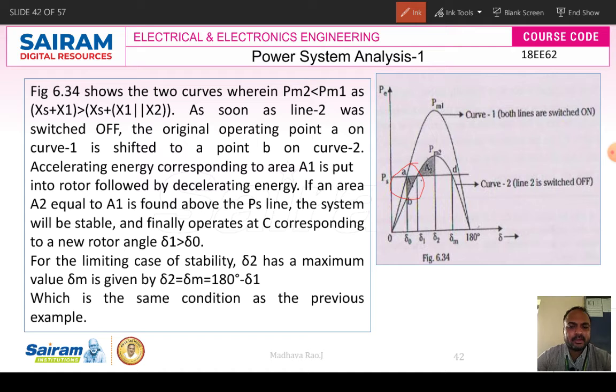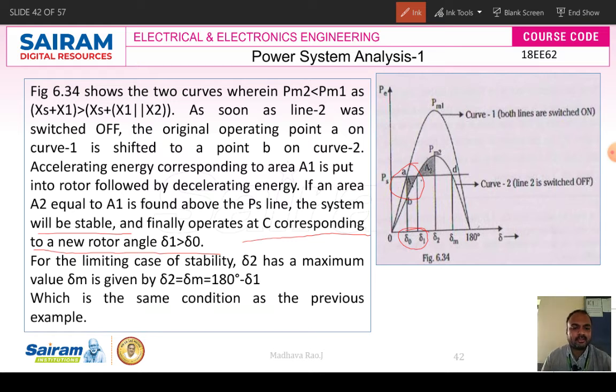Accelerating energy corresponding to area A1 is put into the rotor, followed by decelerating energy. Once suddenly switched off, what will happen? The rotor will decelerate. An area A2 equal to A1 is found above the PS line. The system will be stable, and finally operates at C corresponding to a new rotor angle delta 1 greater than delta naught. Here we can see delta 1 and delta 2.